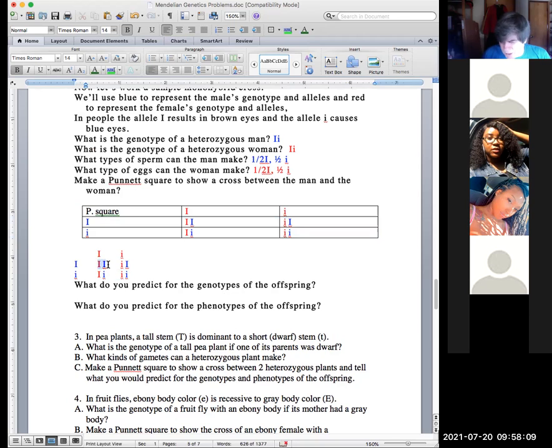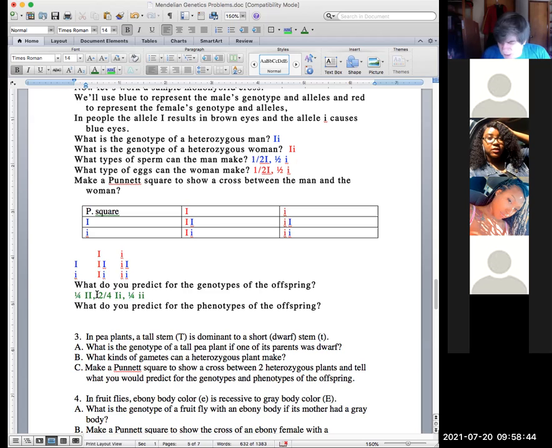I only see 1 out of the 4 possibilities that has 2 big I's. So 1/4 of them are big I, big I. I see 2 of them that have a capital I and a little I. So 2/4 are big I, little I. And then I see 1 that's little I, little I. So 1/4 is little I, little I.